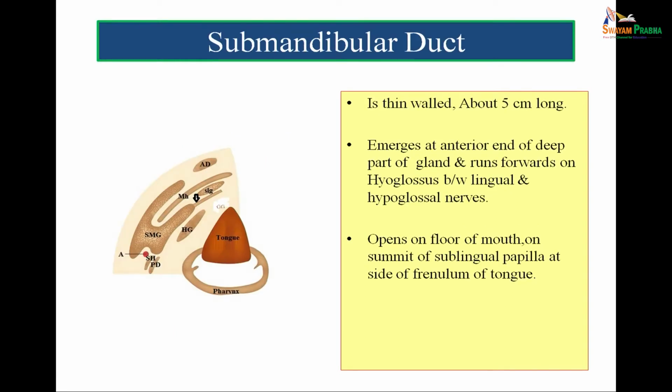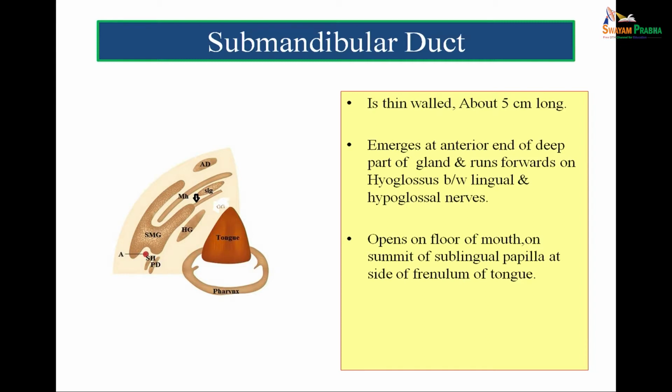Now if we talk of the submandibular duct, it is thin walled, about 5 centimeters long. It contains the viscous secretion of mucus acini. Now submandibular salivary gland is a mixed gland, so its secretion is partly serous, partly mucus, and the mucus component is viscous in nature, and this duct emerges at the anterior end of deep part of the submandibular gland. We can make this out in the figure, and it runs forwards on the hyoglossus between lingual and hypoglossal nerves.